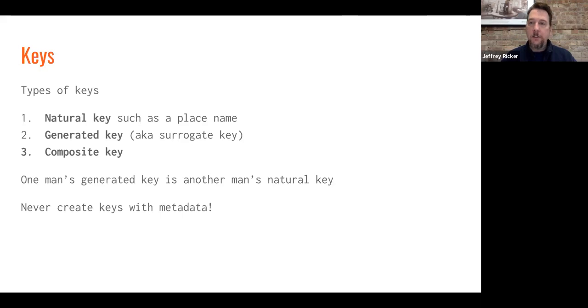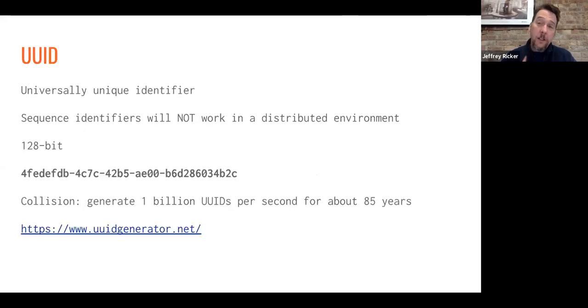All right, enough on keys. But here's not enough on keys. I got one more thing to talk about. UUIDs, universal unique identifiers. You're going to see these in stream processing. You have to have them in stream processing.